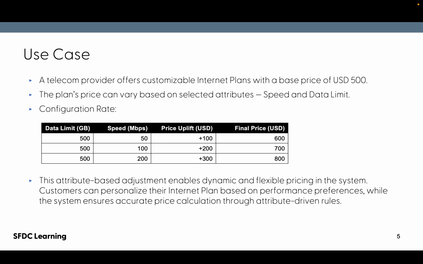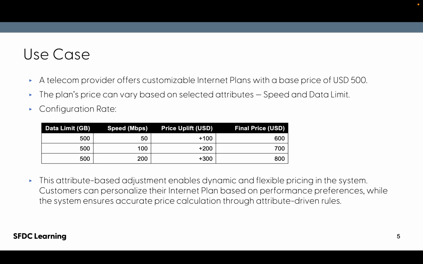Now let's review the use case. A telecom provider offers a customizable internet plan with a base price of 500 USD. The plan's price can vary based on the selected attributes, which are speed and data limit. So if you have purchased a 500 GB data limit and the speed is 50 Mbps, then the internet plan will cost you $600, which is $500 base price plus $100 markup or price uplift.